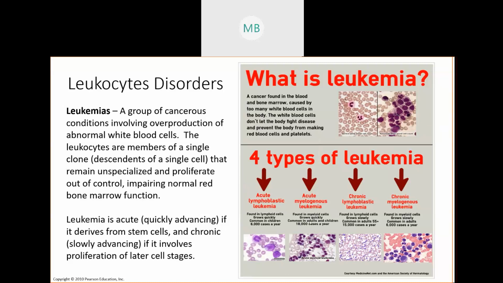The chronic types of leukemia are the same. You have chronic lymphoblastic leukemia, which is the slow-growing onset of T cell and B cell leukemia. This is more common in adults over 55 years old, so we're talking about the geriatric patients that we may see. 15,000 cases a year for that one. But chronic myelogenous leukemia is, once again, leukemia that affects the phil cells, the granulocytes that we were talking about. It's going to grow slowly, and this one is common in middle-aged adults, about 6,000 cases a year.